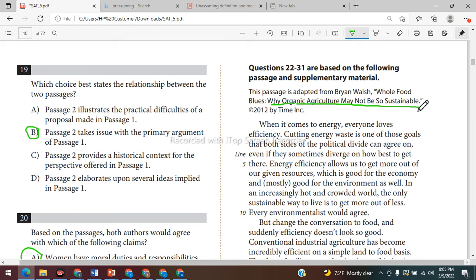Well, let's say why organic agriculture may not be sustainable. What do we mean by sustainable? Say it again. It can't be maintained or something like that. Maintain, I like that word, maintain. So give me another word for sustainable, other than maintain. Maintain is a good one.